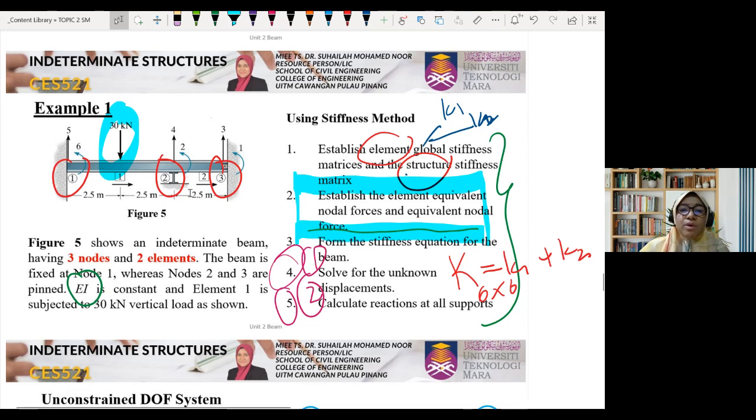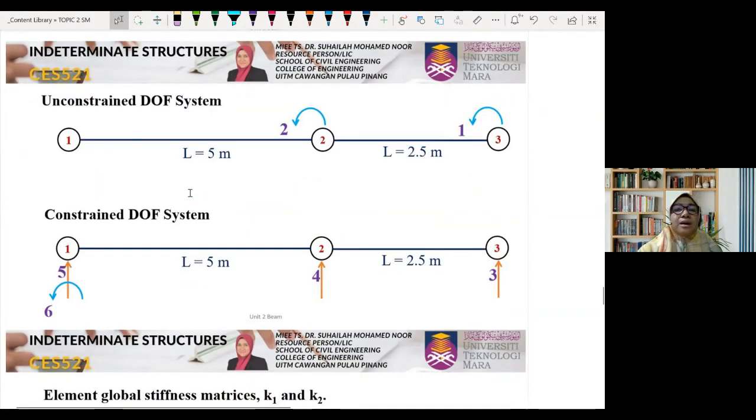Okay, let's look at one by one. This is the 2 systems that I have mentioned. Every time we want to start analyzing a beam using the stiffness method, we need to separate between the unconstrained system and the constrained system. Remember that constraint represents support. The easiest way to identify the number of degrees of freedom in the constrained system is by referring to the number of unknown reactions in the beam.